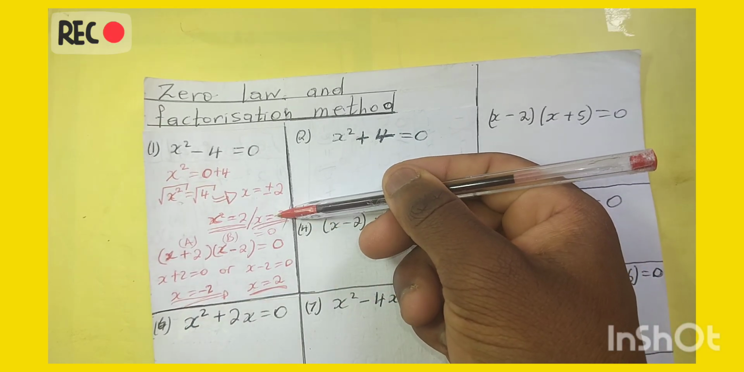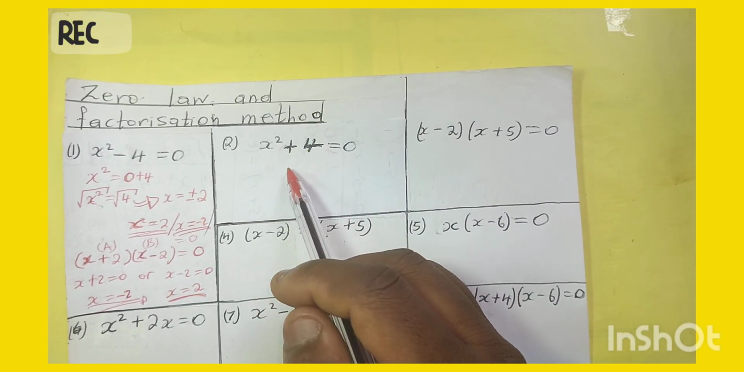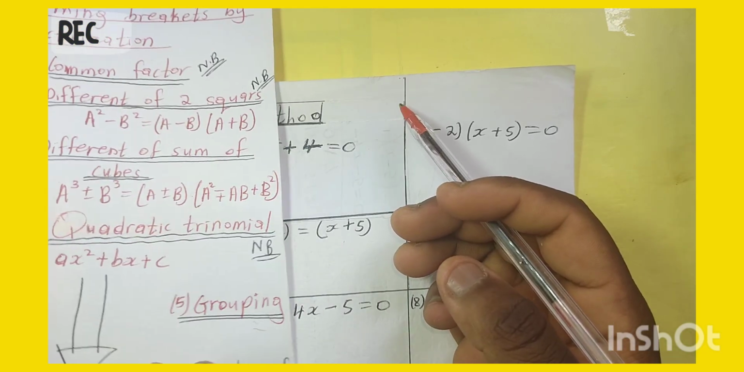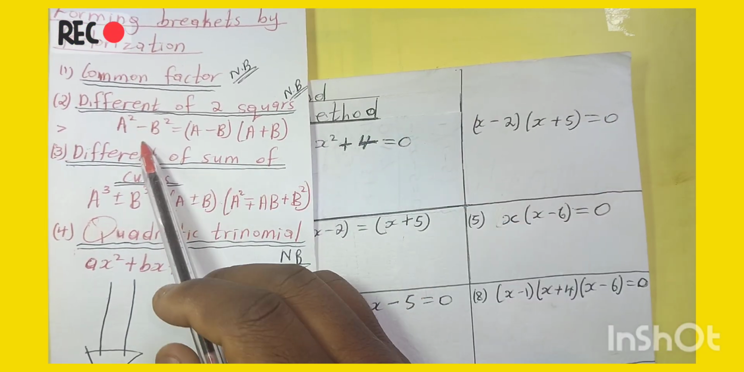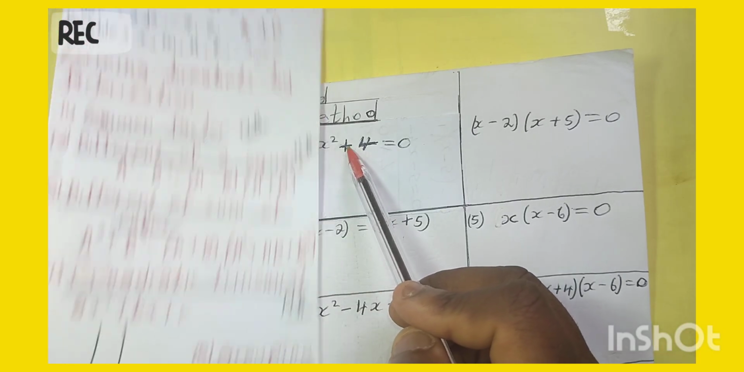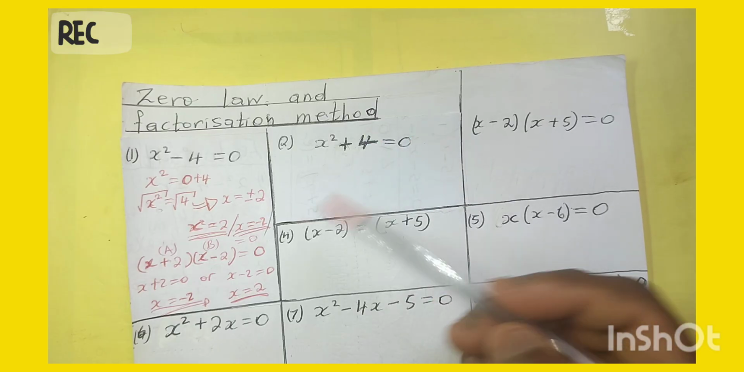But for this kind of question guys, be careful about this one. This one is not in the form of a difference of 2 squares. It is not in this form. This thing must be negative, but this thing has a positive. So if it has a positive, it's not a difference of 2 squares.